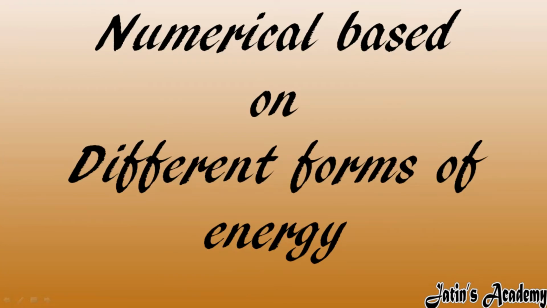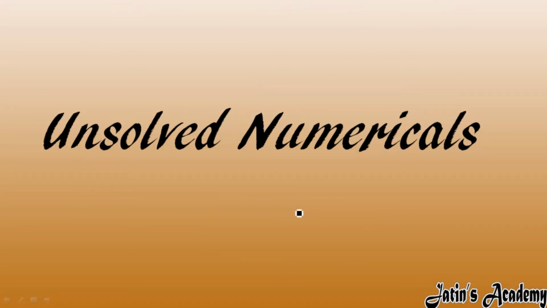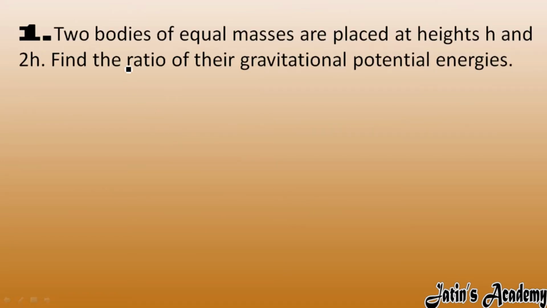Numericals based on different forms of energy. Now we are going to start the unsolved numericals. The first numerical: two bodies of equal masses are placed at heights h and 2h. Find the ratio of their gravitational potential energy.